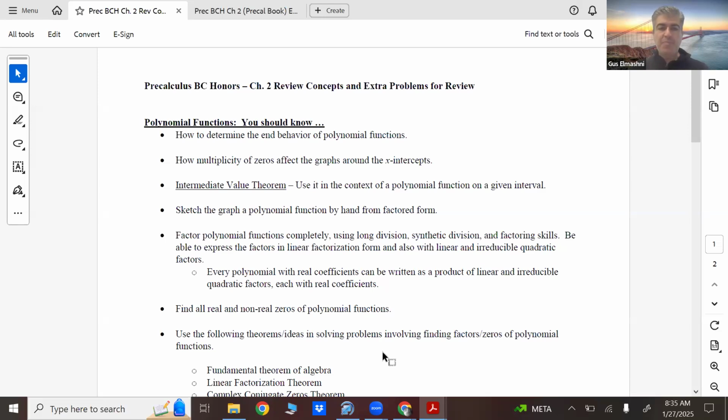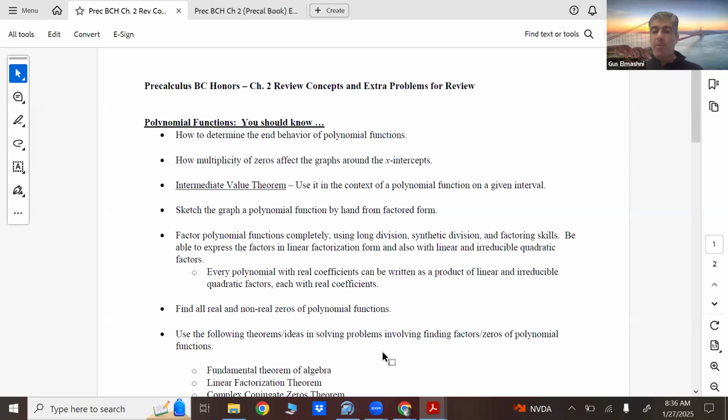So anyhow, what are the topics you need to know for the test? Definitely know how to find end behavior, right? That's important. Definitely know multiplicity, how it affects x-intercepts, like bouncing, crossing. That's important. IVT, intermediate value theorem. I think there's a practice problem on the backside of this. Know how to graph a polynomial function, especially if it's in factored form. Know how to factor a polynomial using long division, synthetic division, or the other division process, box division. Factoring skills like completing the square, things like that.